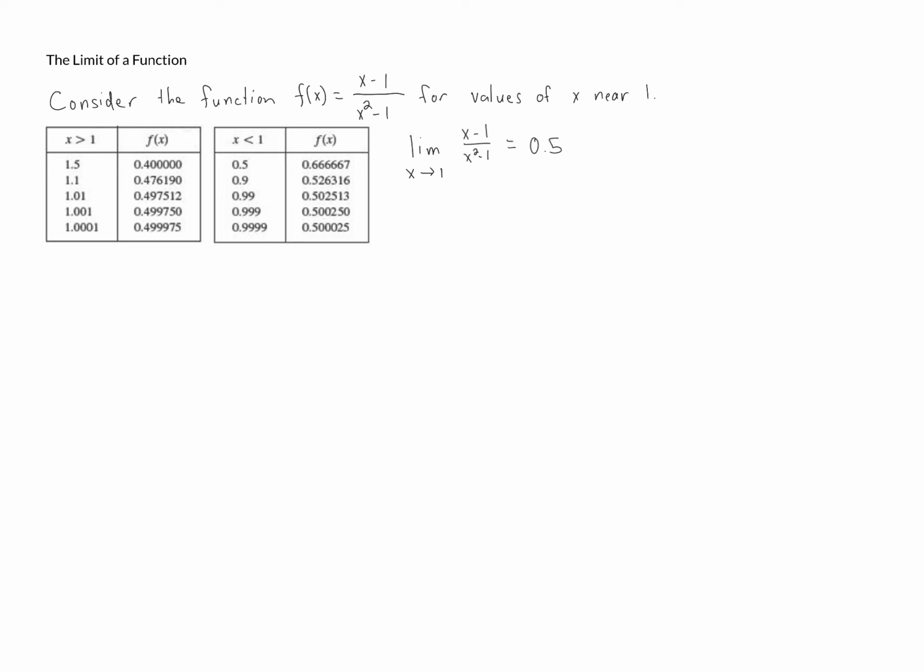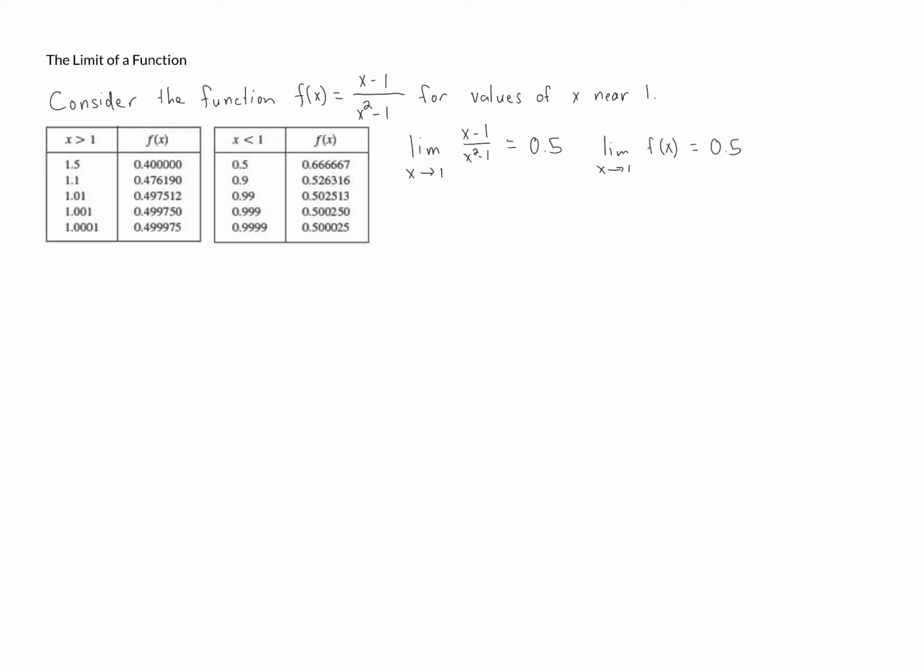Because this is a named function, it is f of x, we could also say in this case the limit as x approaches 1 of f of x is equal to 0.5, right? Because this function was called f of x, and it's equal to x minus 1 over x squared minus 1. Either way we can write it, but this is how we write it, and that's how we say it. The limit as x approaches 1 of f of x is equal to 0.5.